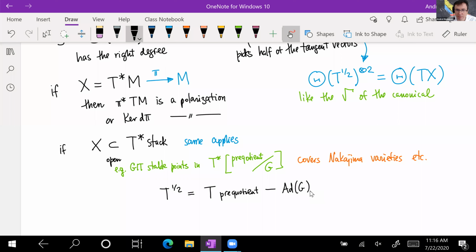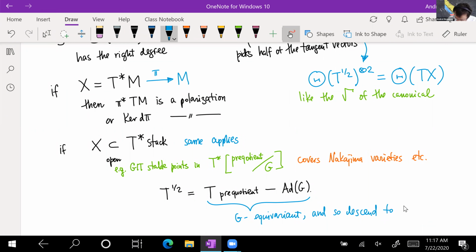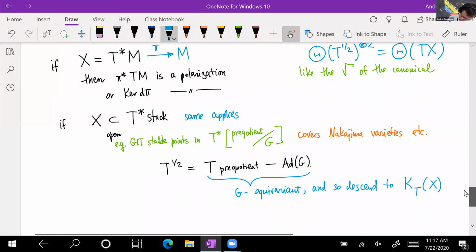It's a K-theory class, it makes perfect sense. So this adjoint representation of G descends to a bundle on the quotient. Both are G-equivariant bundles, and so the same gives a bundle from an element of K_T.